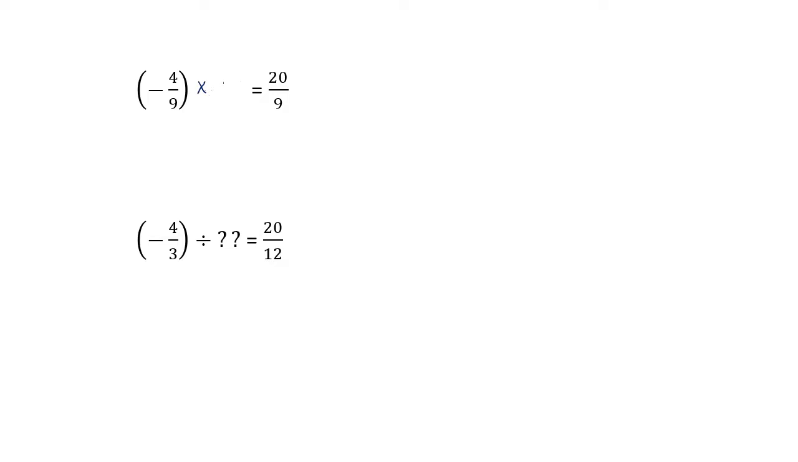So I'm going to write a multiply sign. So now I'm thinking of 4 times something equals 20. Well, that's going to be 5. And it's going to be 9 times something equals 9. Well, that's easy. That's 1. Okay. Now, I changed it, so now I have to flip it back. So it's going to be 1 over 5. So my answer is going to be 1 over 5.